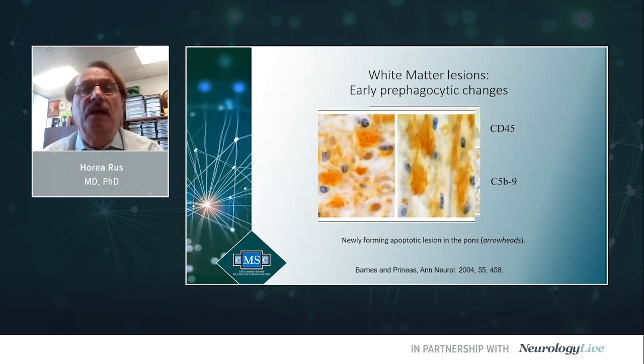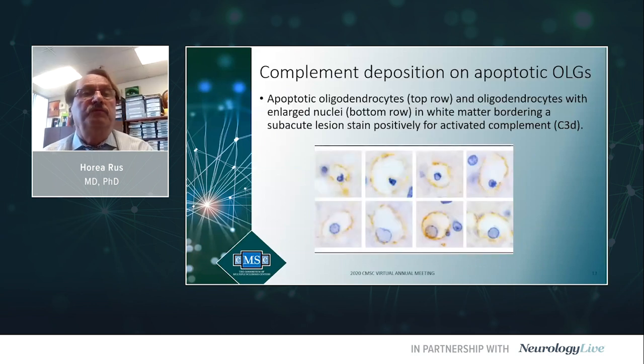in the next slide, which shows a higher magnification, and we see all these brownish deposits, which are C5b-9 deposits on the myelin. And these deposits were found only on the myelin. They also show, by the same authors, to be present on oligodendrocytes.